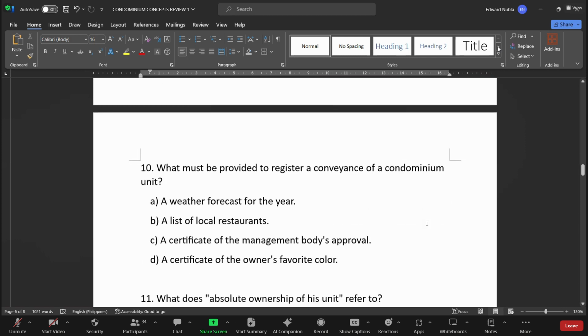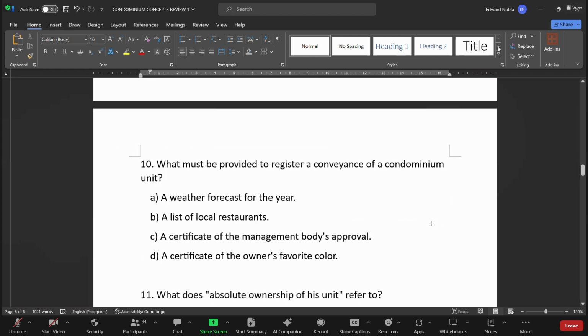And number 10. What must be provided to register a conveyance of a condominium unit? A. A weather forecast for the year. B. A list of local restaurants. C. A certificate of the management body's approval. D. A certificate of the owner's favorite color.